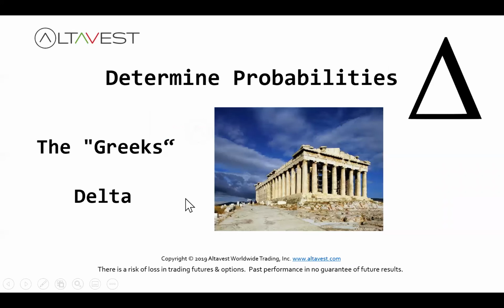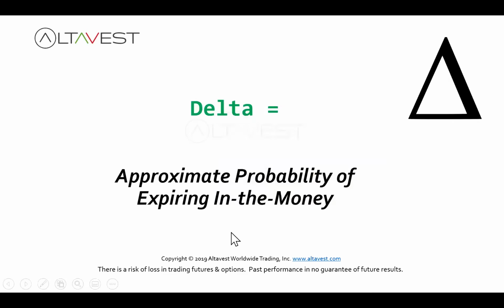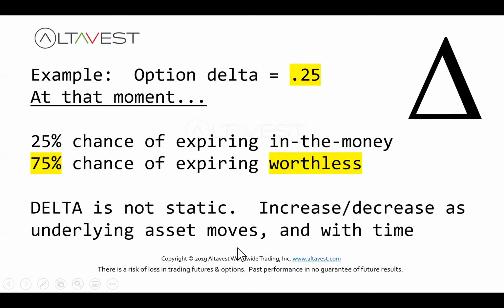And let's look at two of the Greeks. We're not going to jump into rho and vega and all that. We're going to just look at the two that are really only necessary to do what we're doing. Delta. It's the approximate probability of expiring in the money. So for example, if an option's at 0.25 delta, that means there's a 25% chance it expires in the money. But now the converse of that, the flip side, would be a 75% chance it expires worthless.